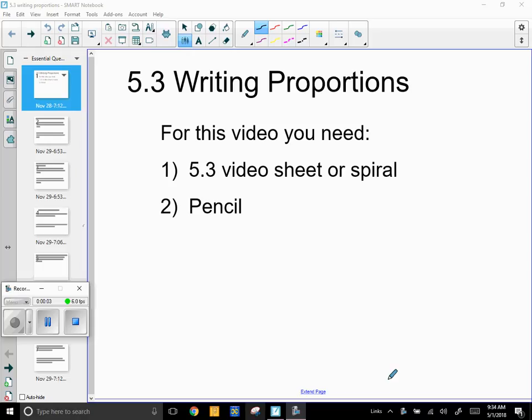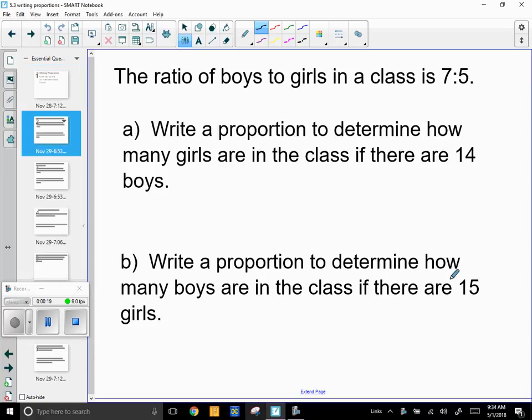All right, in this video, you will become familiar with how to write proportions. We are not going to be solving proportions in this section of the book, just learning how to set them up. You need your 5.3 video sheet or spiral and a pencil handy, please. All right, here we go.